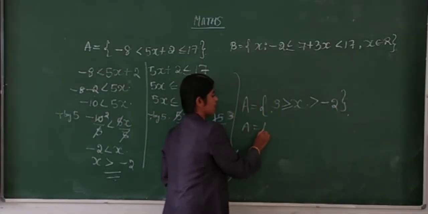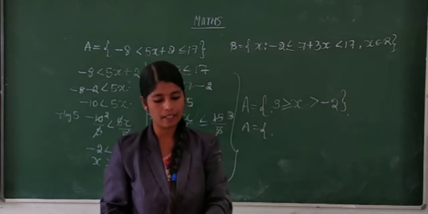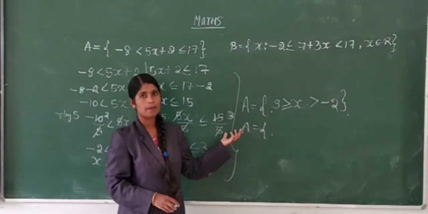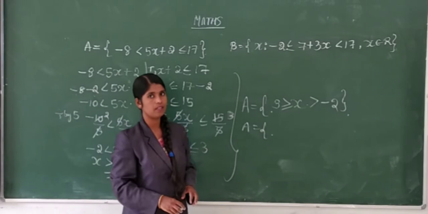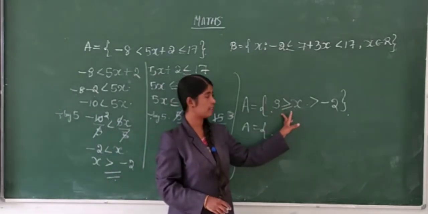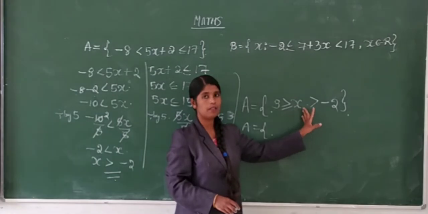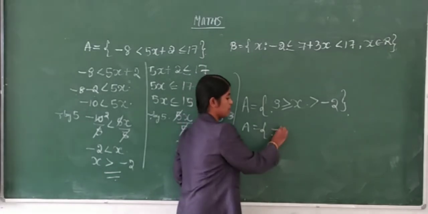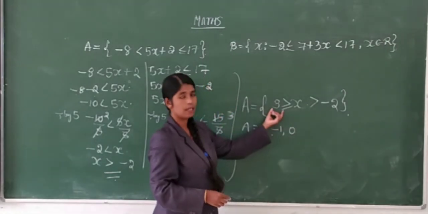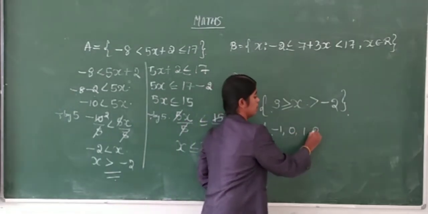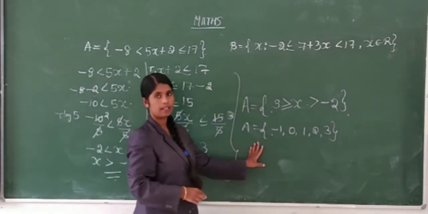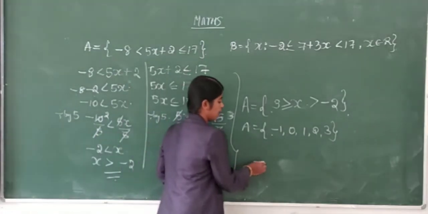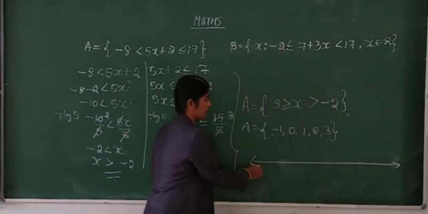Then we can write the set A, and the condition is given. The set A belongs to the integer number set. Integer means it includes the negative numbers, 0, and the positive numbers. So 3 greater than or equal to x, greater than minus 2. That means the x value is greater than minus 2: minus 1, 0, and less than or equal to 3. So 1, 2, 3. This is the set A. Any doubts here? This is set A, and represent this on the number line.